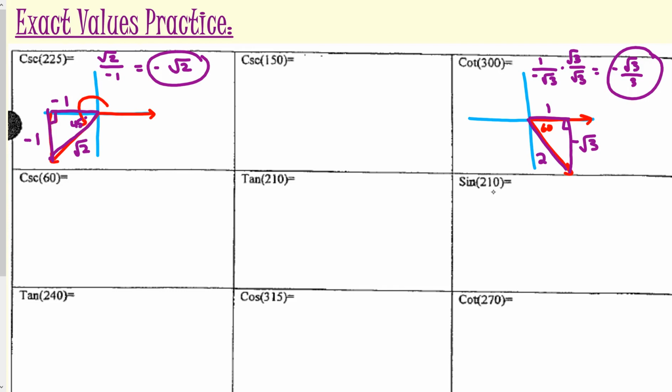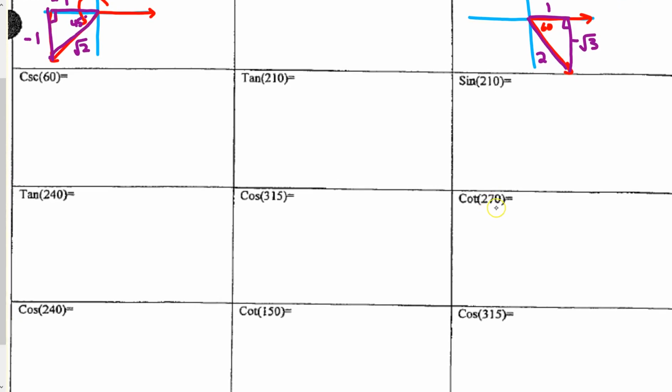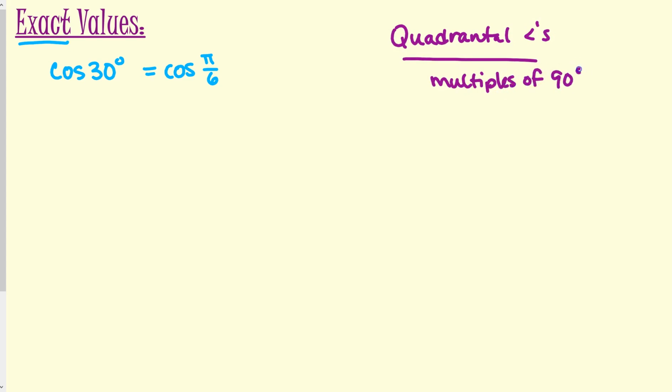So let me skip down to one of them that I do a different way. How about cotangent of 270? 270 is what we call quadrantal. Remember that quadrantal angles are multiples of 90: 0 degrees, 90 degrees, 180 degrees, 270 degrees, 360, etc. And the way I like to find the exact values for the quadrantal angles, as we saw in part 1's video, is to use the unit circle.